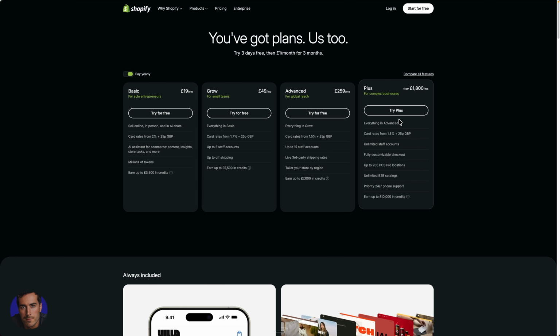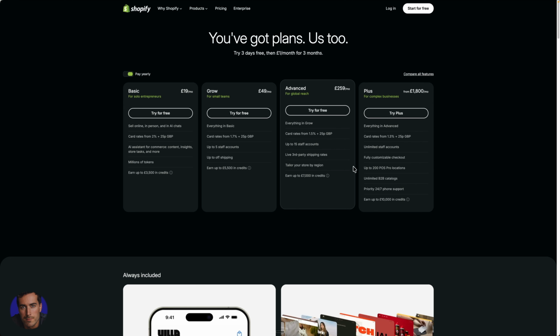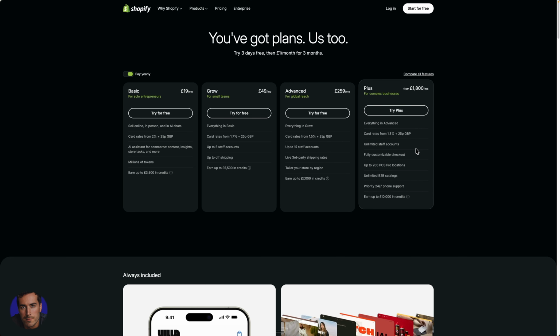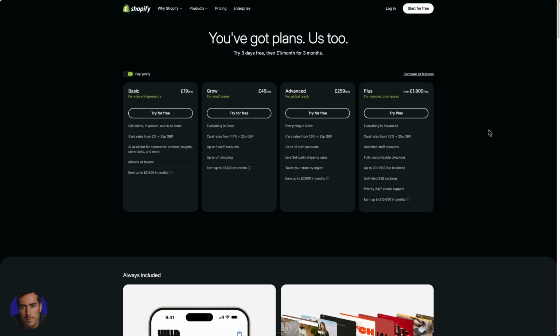And then they do have Plus at $1,800 per month. That's in pounds. So that's just over $2,000 per month. So you're getting everything in Advanced, as I mentioned there. Plus you're getting unlimited staff accounts, fully customizable checkout, up to 200 POS Pro locations. So this is perfect for, you know, if you're running multiple shop locations, like physical locations where you need POS. And this is for larger stores, but also large online stores as well as physical stores, as you can see right there.